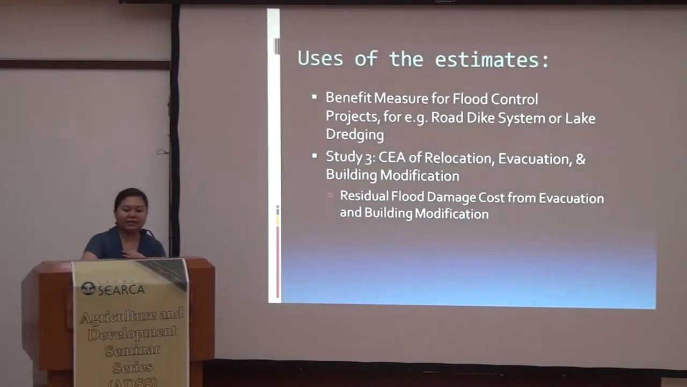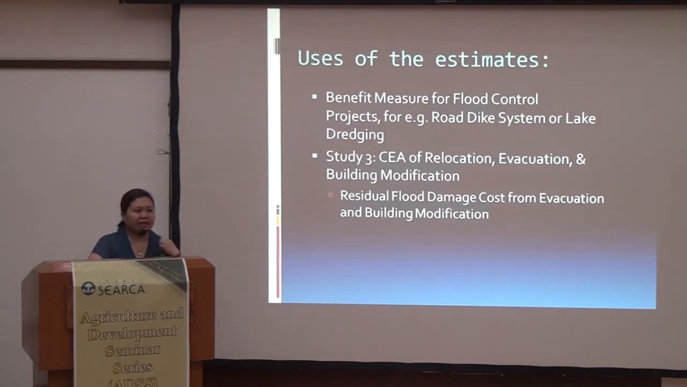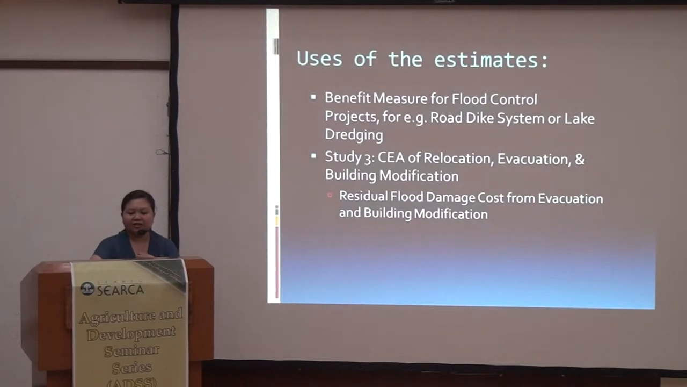So what are the uses of the estimate? These damage cost estimates can be used as an approximation of the benefit of flood control projects. For example, if there would be studies that look into a road dike system that would eliminate flooding in Laguna, or lake dredging, then we can use this estimate. In our study, we used it in the cost effectiveness analysis for relocation, evacuation, and building modification. Specifically, we used the values as an estimate of the residual flood damage cost from evacuation and building modification.